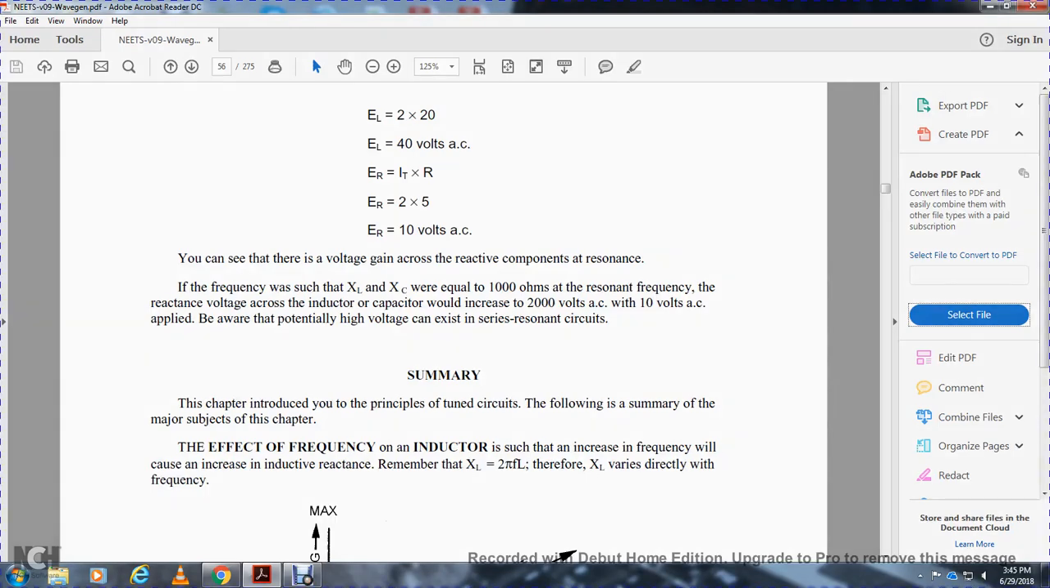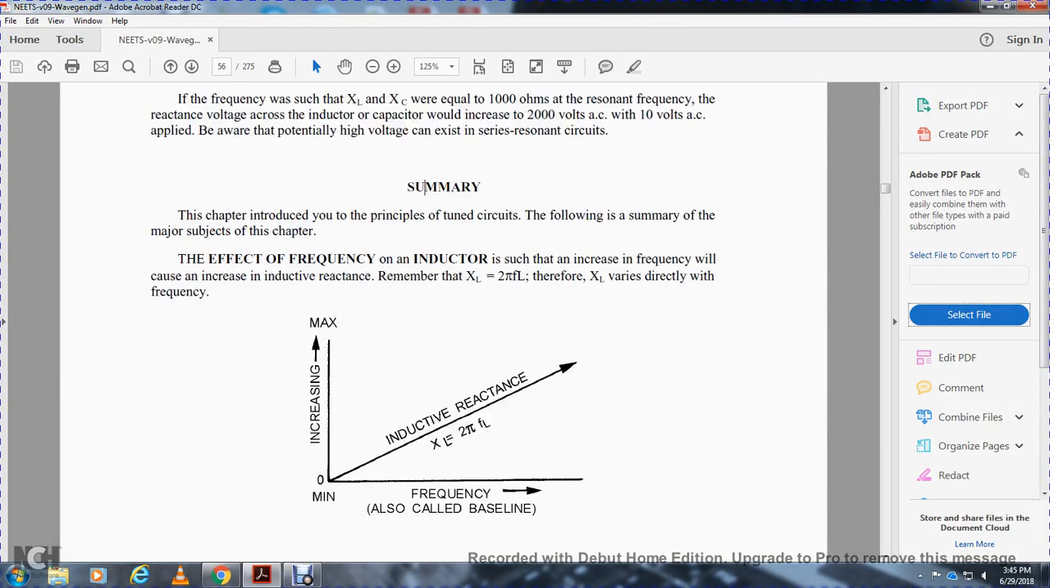All right, Chapter 1 Summary. This chapter introduced the principle of the tuned circuit. The following is a summary of the major subjects of the chapter.